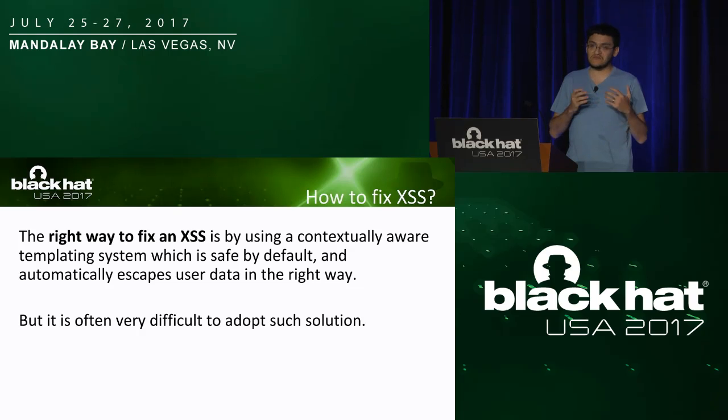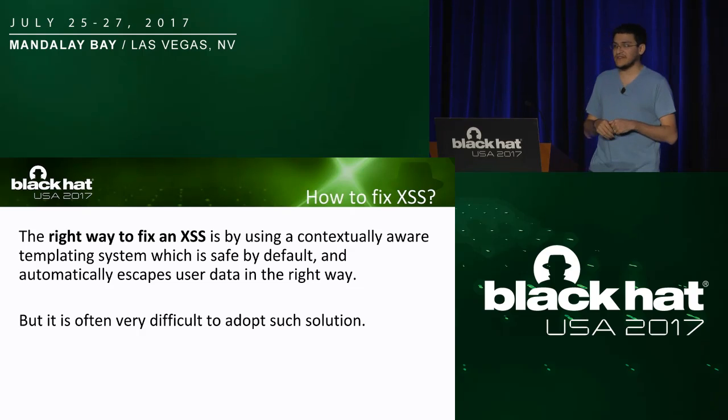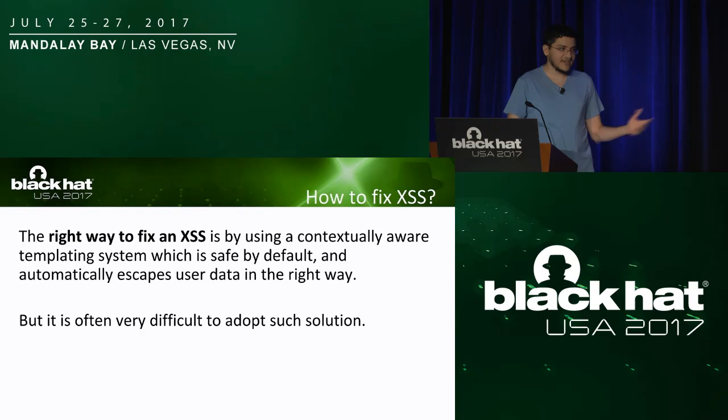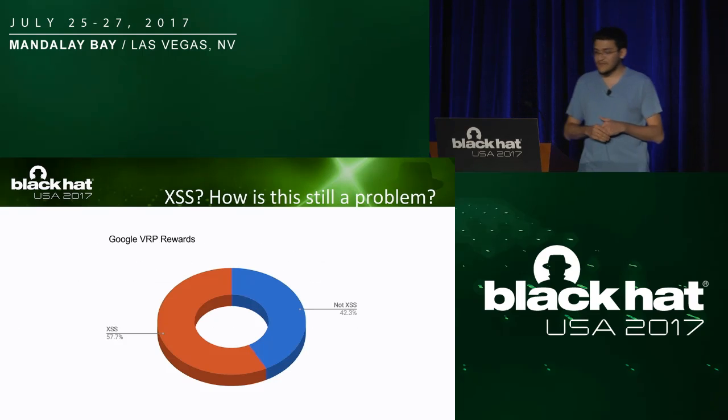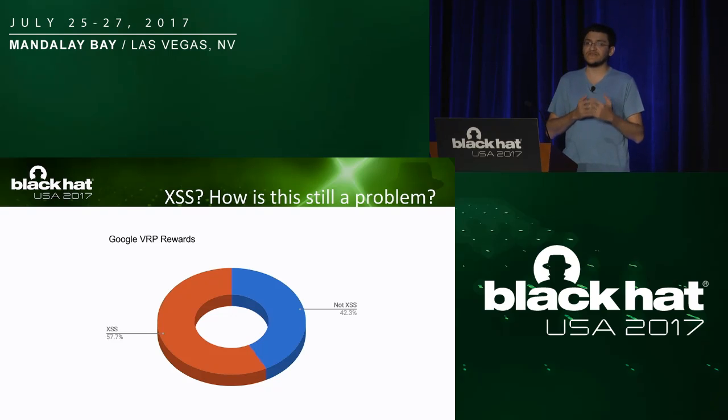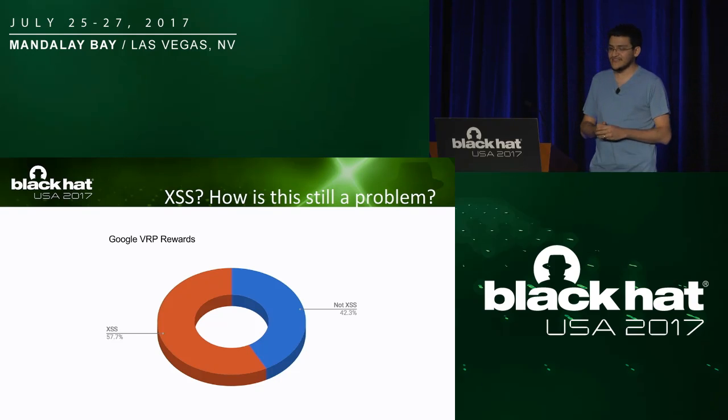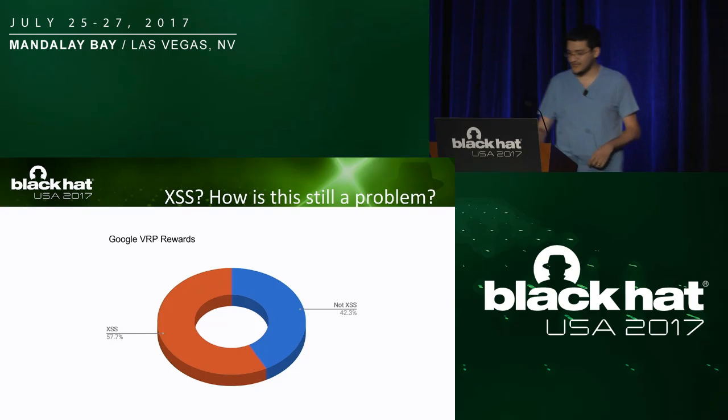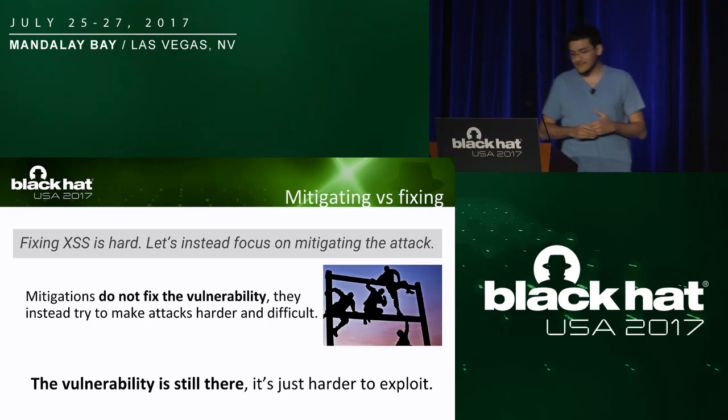This has proven to be very difficult for the industry, and in our case, we work at Google, and we also had troubles. This is a graph representing the amount of money we've paid as part of the Google Vulnerability Reward Program, and it represents how much we paid for XSS and for everything else combined. As you can see, the vast majority of bugs is XSS, like 2/3 or so. So fixing XSS is hard, or at least has been hard for us. So let's instead focus on mitigating the attack.